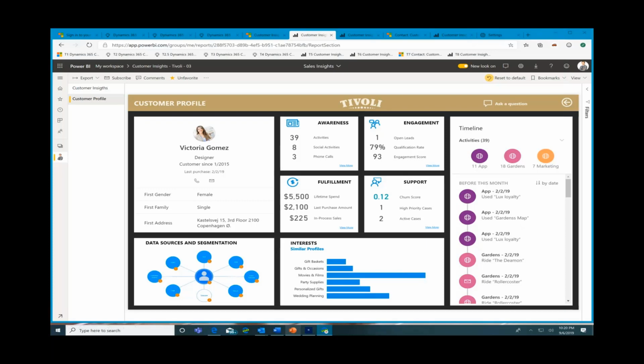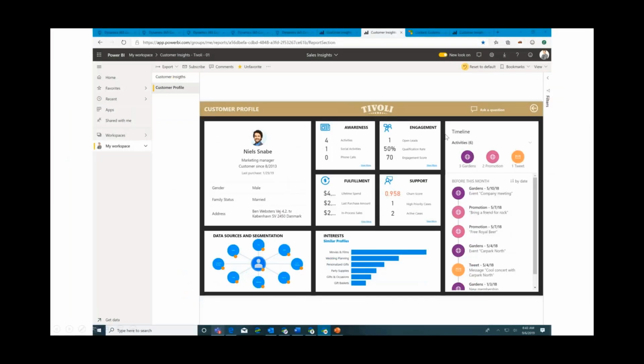Based on some attributes, we have defined that if these are the types of engagement, the churn score is X amount. So that's what we have done here. But if we take an example of Niels here, it says 96% churn score. That means there's a high probability this customer is going to go away. The last time was 2 years ago. They just attended a company meeting, came to the garden thrice, 2 promotions, 1 tweet. So we know that there's not been a high level of engagement.